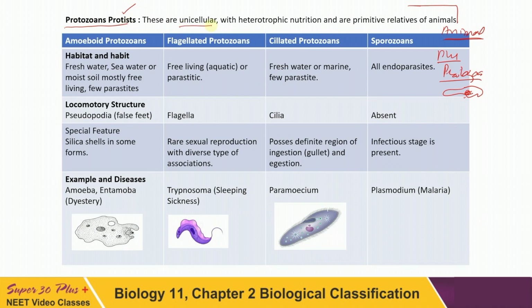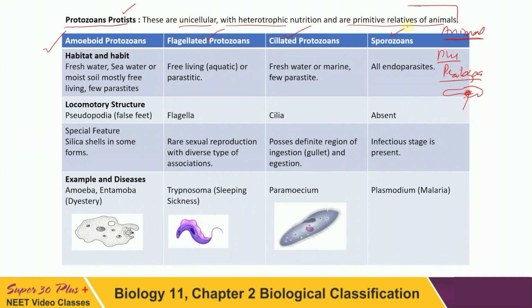These are unicellular as usual. They are heterotrophs in nutrition, and these are primitive relatives of animals. From these, the other phyla of animals have evolved. These protozoan protists we can classify in four groups. One is amoeboid, one is flagellated, one is ciliated, one is sporozoan.